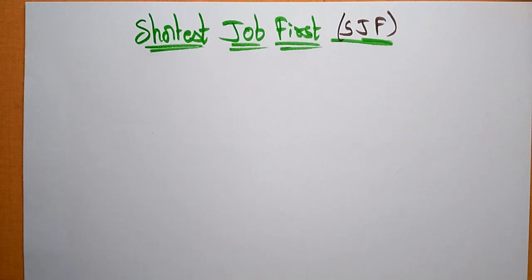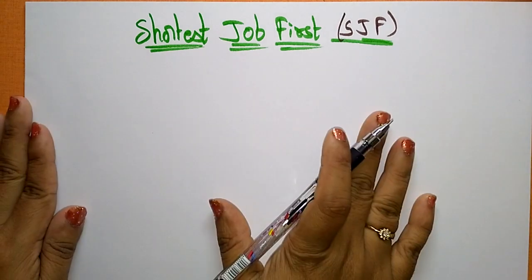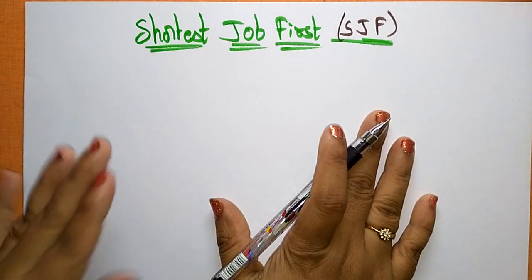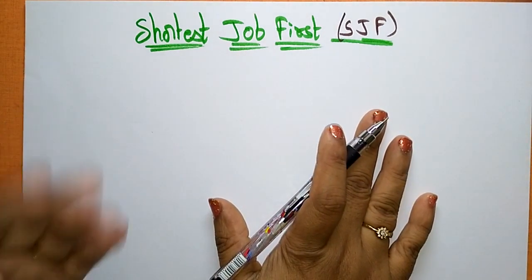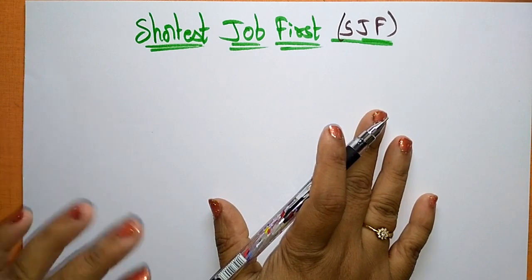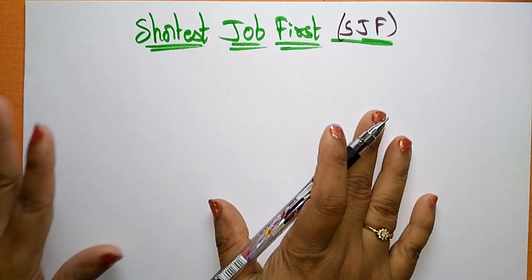Hi students, coming to the next scheduling algorithm, that is the shortest job first algorithm. So what is this shortest job first algorithm? It is the best approach to minimize the waiting time. If you observe first come first serve, the waiting time gets larger when you take a different pattern of processes.